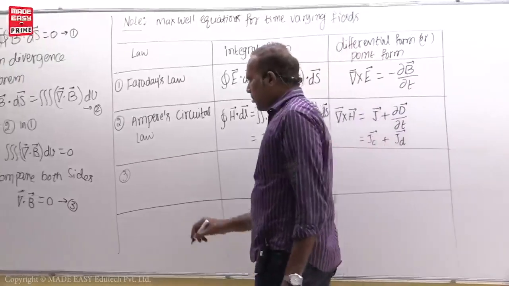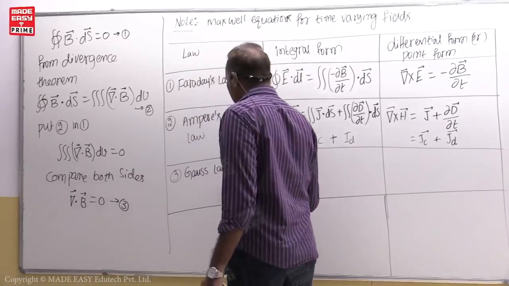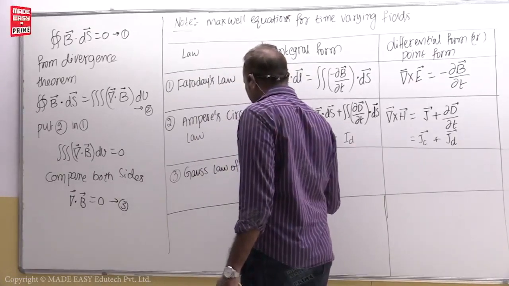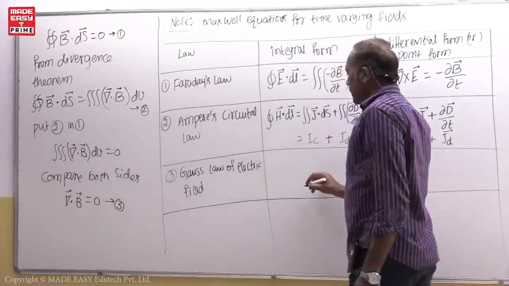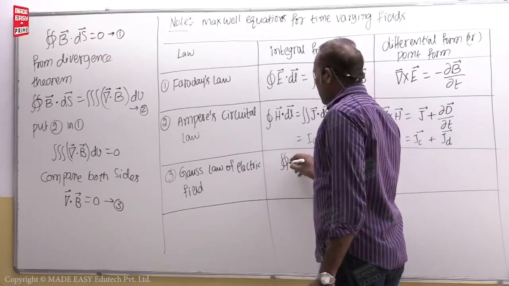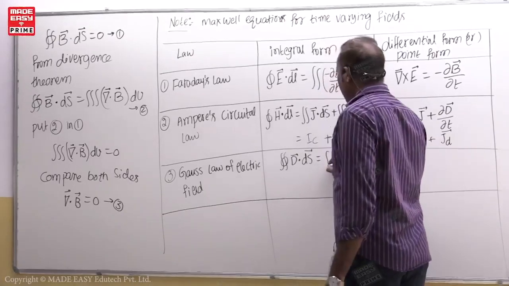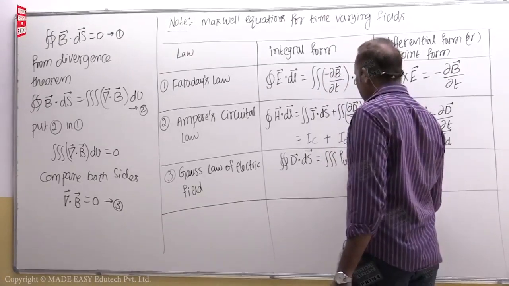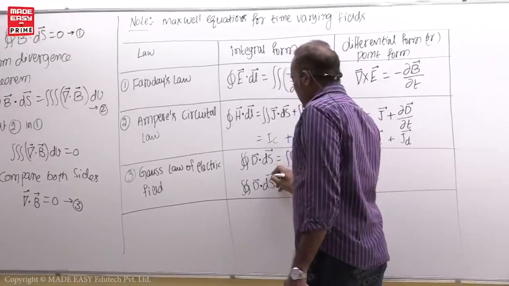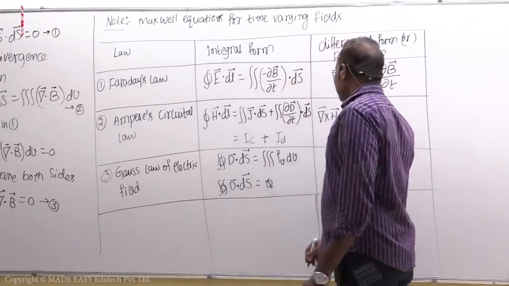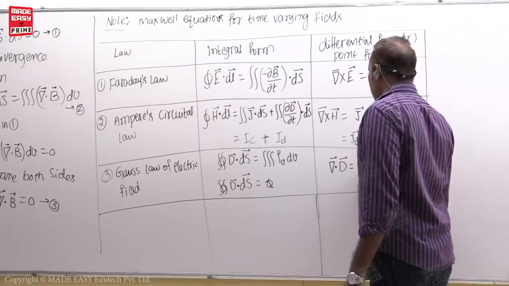Now, the third Maxwell equation came from Gauss law of electric field. Here, double integral D bar dot ds bar is equal to triple integral rho v dv, or otherwise it is also written like this: double integral D bar dot ds bar is equal to Q. Now this gives divergence of D bar is equal to rho v.